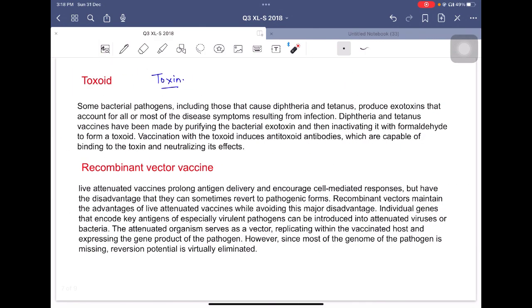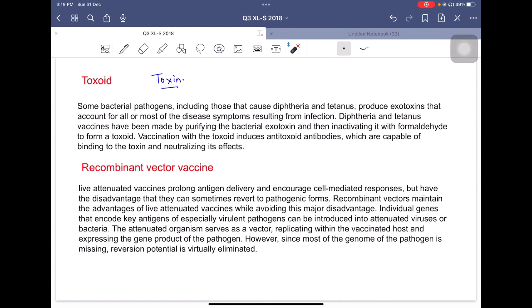Now, I would also like to talk about the recombinant vector vaccine. First, live attenuated vaccines provide prolonged antigen delivery and encourage cell-mediated responses. What do I mean by prolonging the antigen delivery? Since live attenuated vaccines are live, they can replicate inside the host. They continue replicating and are always providing the antigen in the host system so that the host can recognize it and produce antibodies.